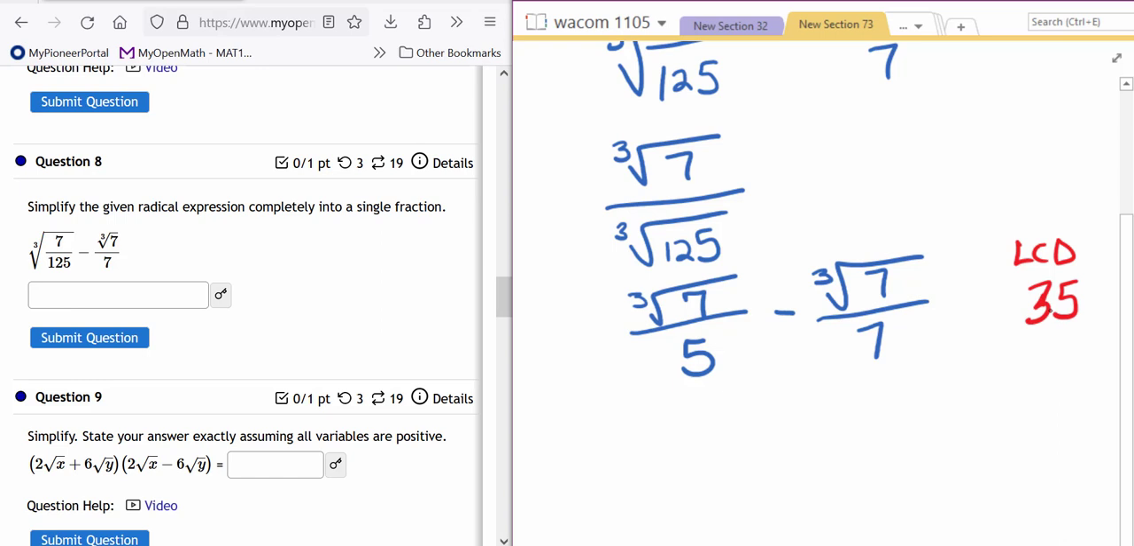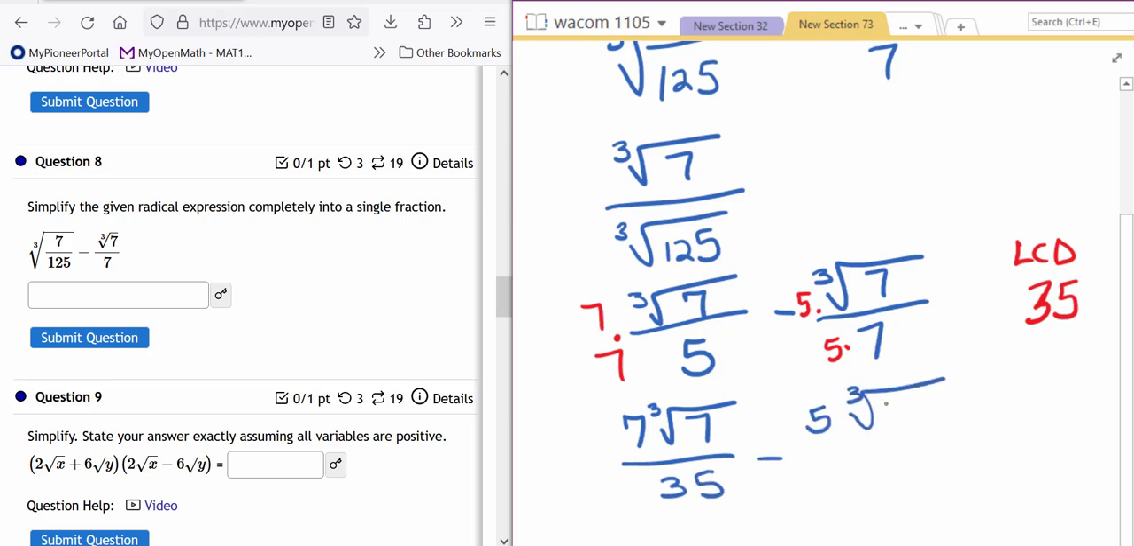All right. So this one, to get the common denominator underneath, it's going to need a factor of 7. Remember, you do that numerator and denominator. That's what makes it okay to do, because you're really multiplying by a special form of 1. This one, I'm going to do a 5 and a 5. All right, so we have 7 times the cube root of 7 over 35 minus 5 times the cube root of 7 over 35. And now these can go together.